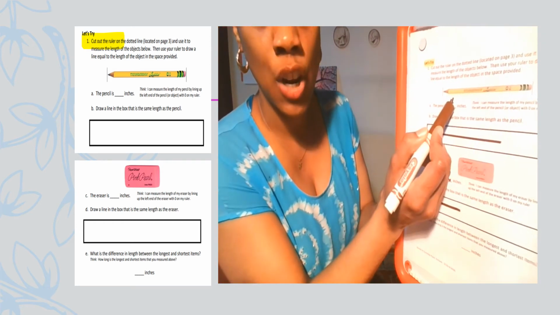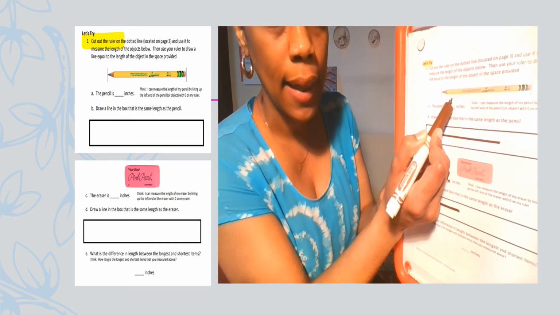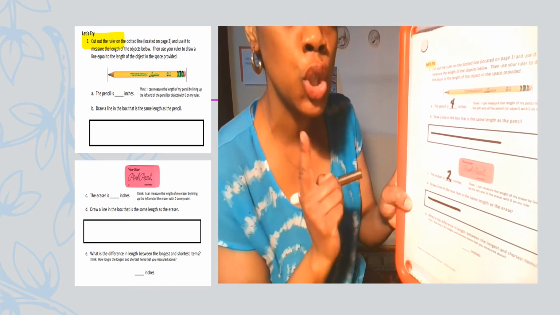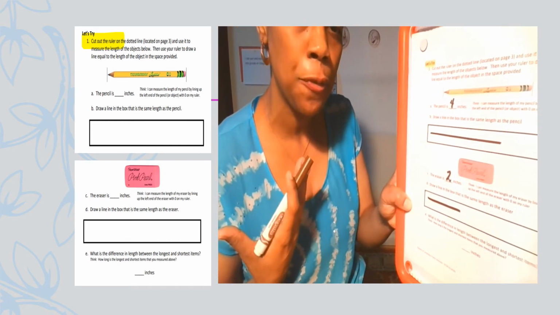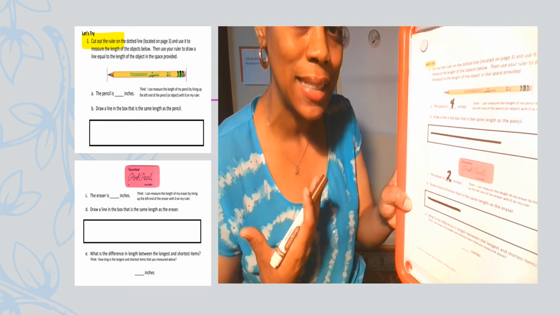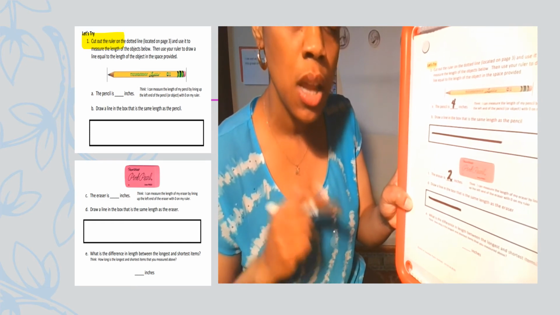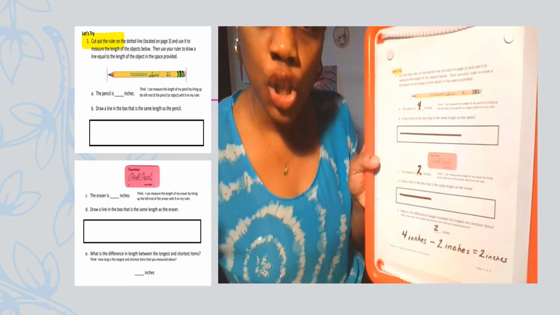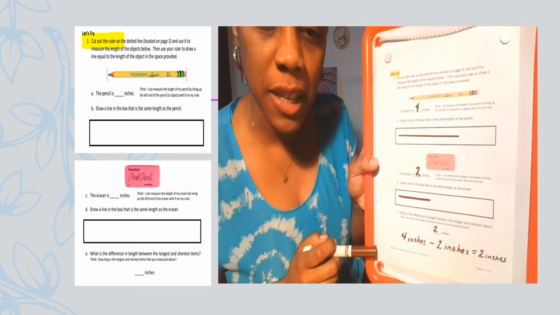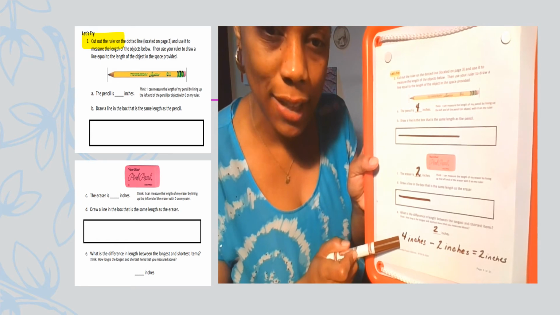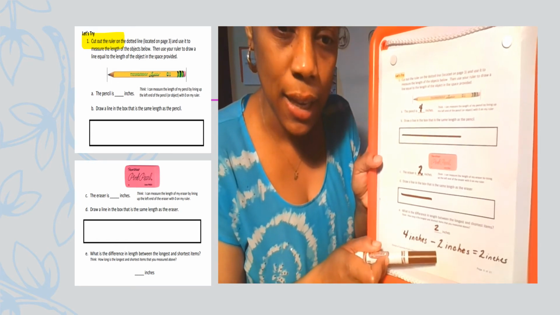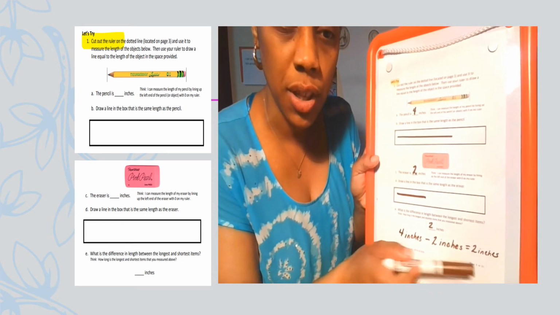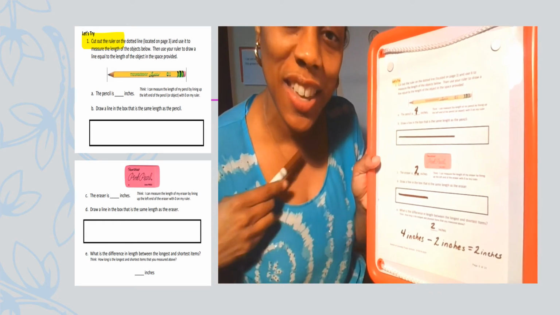Well, here I know this is 4 inches. My pencil was 4 inches. I know my eraser was 2 inches. If I want to find the difference, most of the time when I'm finding the difference, I have to subtract. So let's see how I'm going to set this problem up. So I would set the problem up this way. 4 inches minus 2 inches equals 2 inches. My answer is 2 inches.